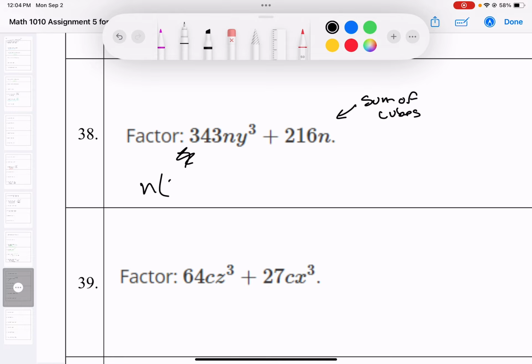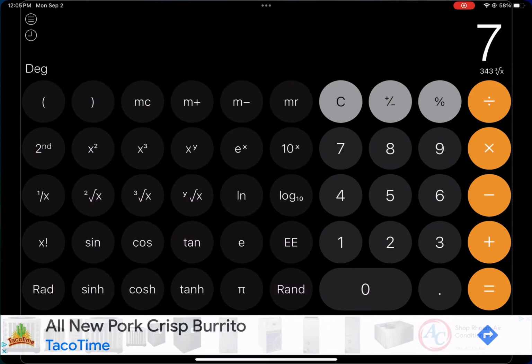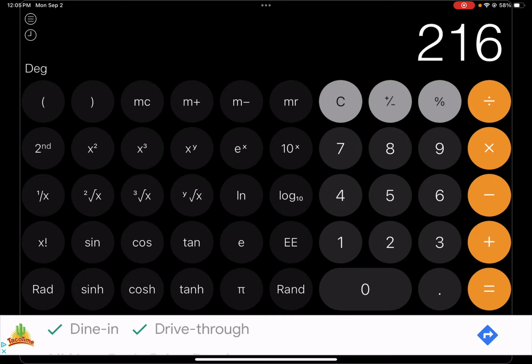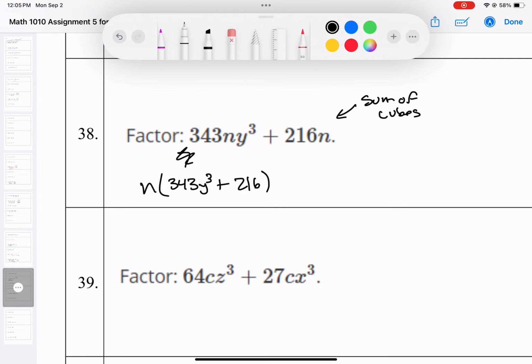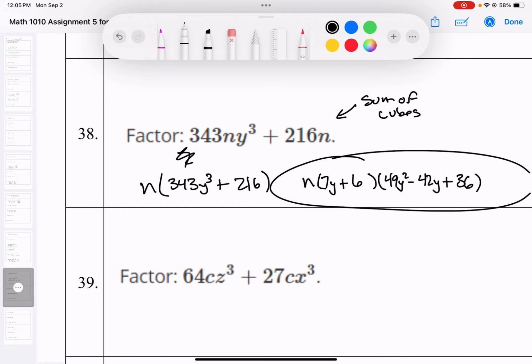So n, and then 343y cubed plus, let's see, 216. Let's come back here, clear it out. 216, the cube root is 6. So we got n, and then we got positive, and then negative, and then a positive. The 7y plus 6, so 49y squared. Then 7y times 6 is going to be 42y, and then 36 is our last one. And so that whole thing is the answer.